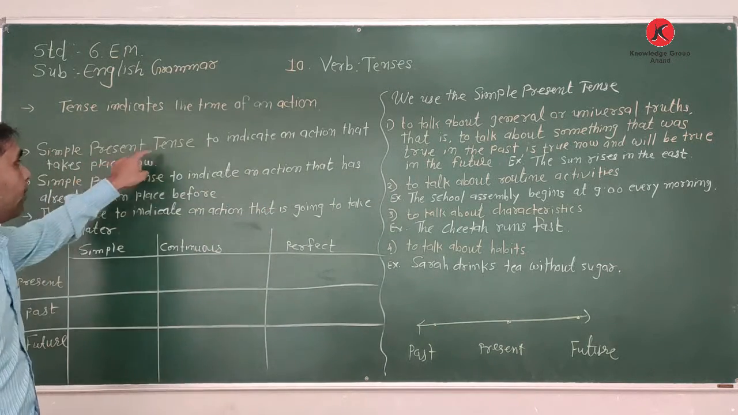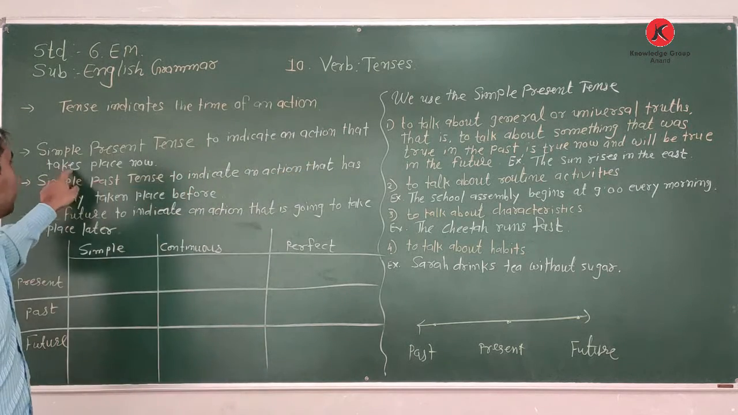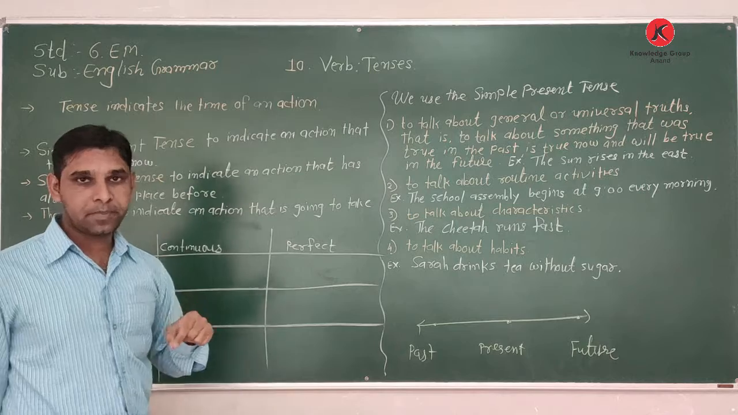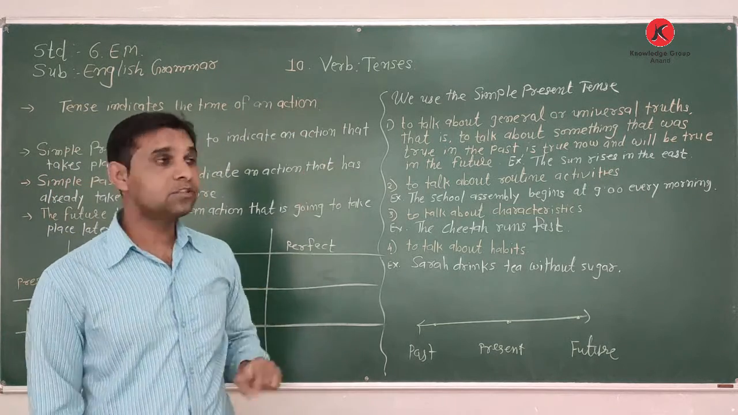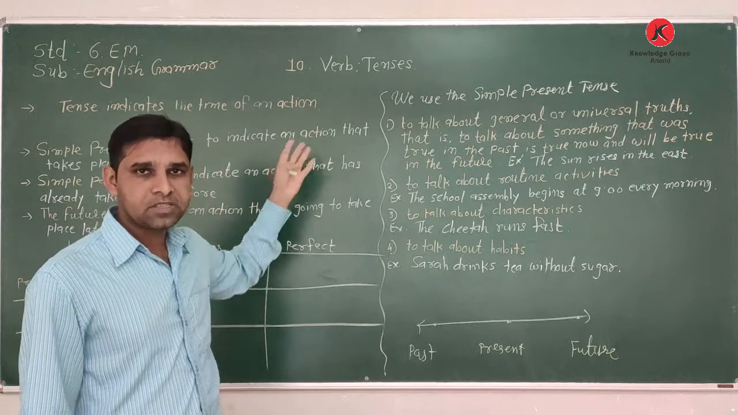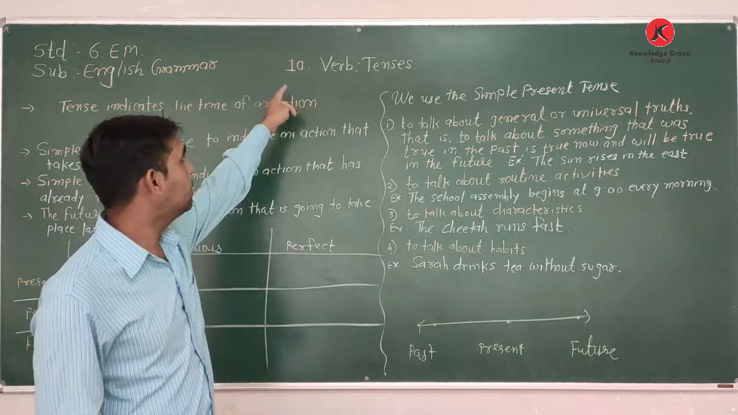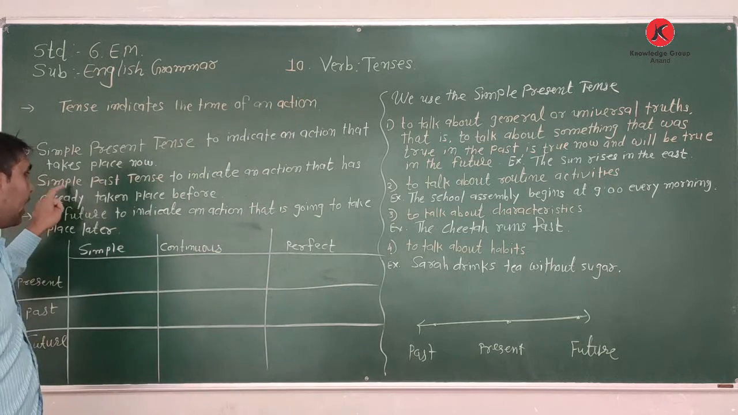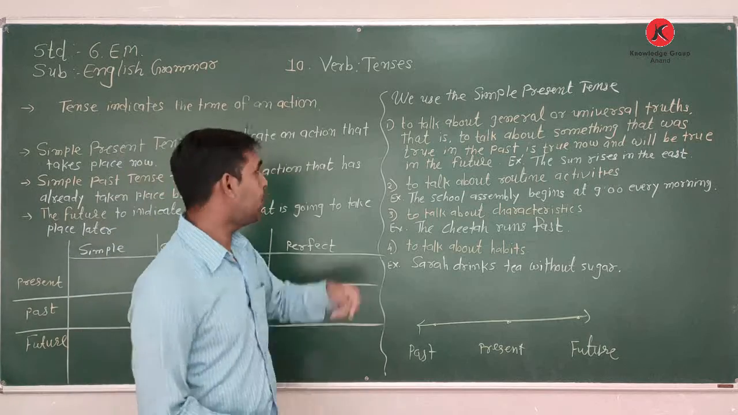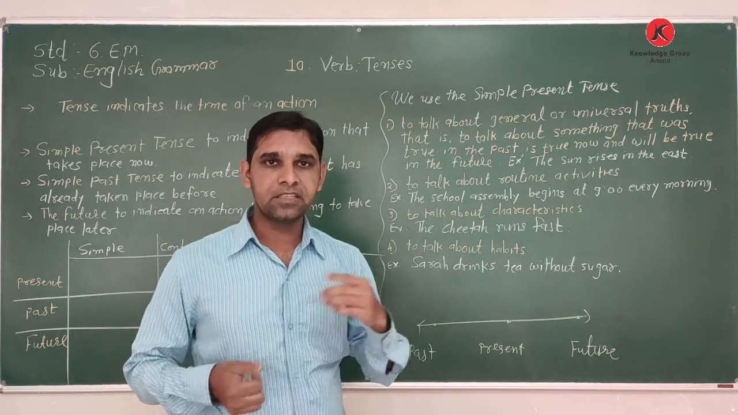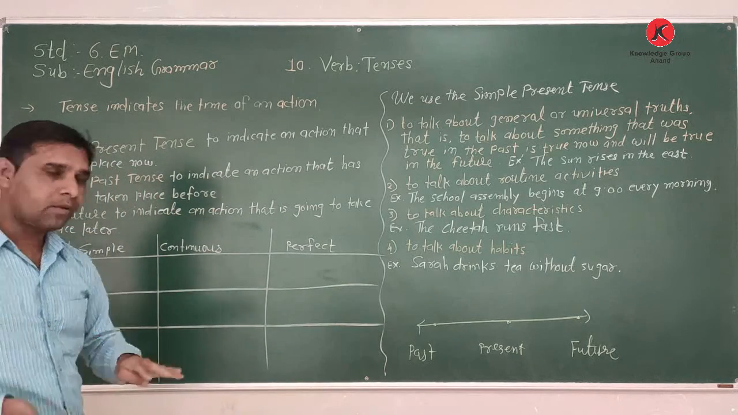Look here. Simple present tense indicates an action that takes place now. Just now I am going to teach you verb tenses, topic number 10. Tomorrow also the same; the next day also means the present. And simple past tense indicates an action that has already taken place before. In chapter number 9, I have already completed. The action was completed in the past.